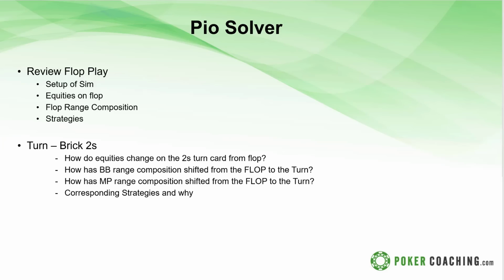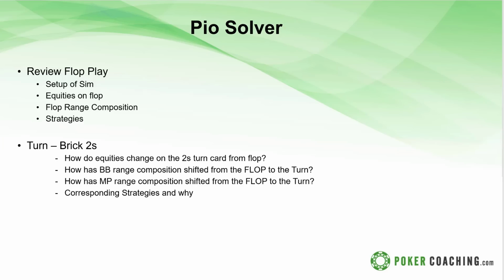And the reason isn't that the deuce of spades changed anything. The deuce of spades is a complete brick. The reason that out of position has a range advantage now is he's folded all his junk on the flop. And if we looked at the hands that he called with, all his kings, all his 8s, all his 4s, all his flush draws, all his strongest ace highs.